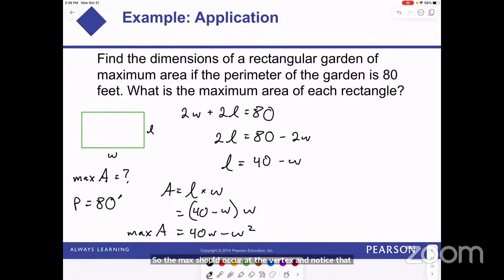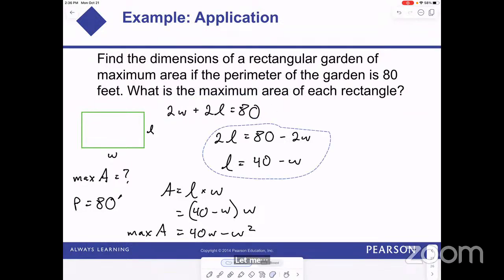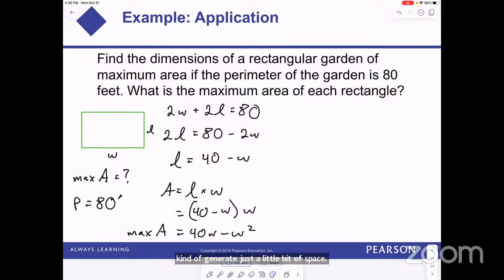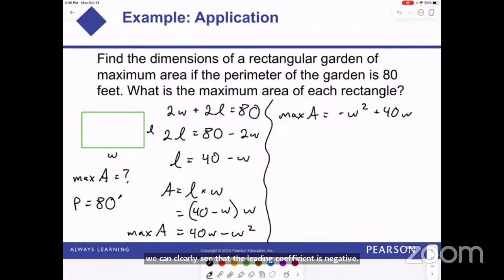We didn't put this in descending power order. We should probably put it in descending power order so we can be more clear. We can more readily see that the leading coefficient is negative. So again, our goal is to maximize the area. If we put it in descending power order, now we can clearly see that the leading coefficient is negative, which means our parabola opens downward, which means we have a maximum value there, right?